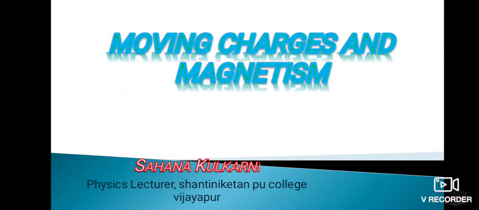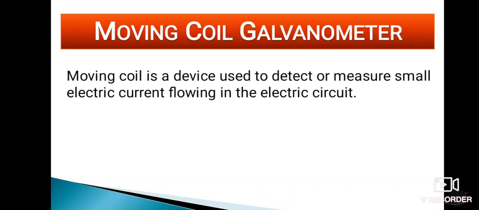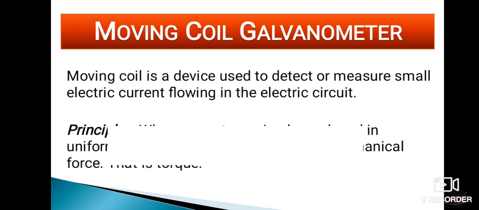Again in this session we are going to discuss the continued part of moving charges and magnetism, that is in session 8. So first of all, in this session we will discuss the moving coil galvanometer. Already we know the galvanometer is a device which is used to detect or measure a very small amount of current which is flowing through an electronic circuit. So generally galvanometer or moving coil galvanometer, both are the same. That is, the moving coil galvanometer is a device which is used to detect a small amount of current which is flowing through the circuit.